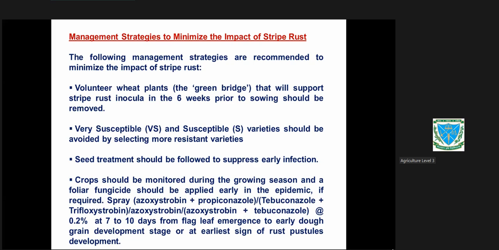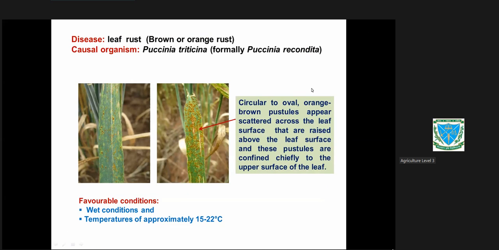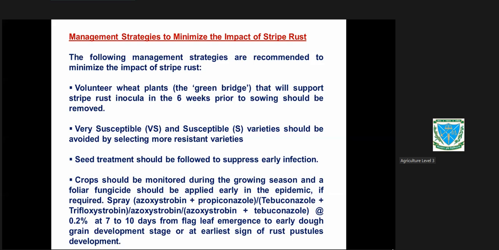Very briefly, you can see how we can manage this disease. I think almost all rust diseases we can control in the same manner. As I told you, you have to remember these are biotrophic pathogens, meaning they cannot survive without a living host. So volunteer plants, I mean the volunteer wheat plants or other plants, serve as a source of inoculum.